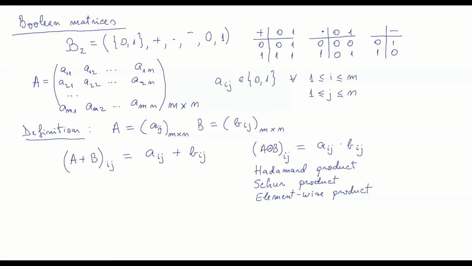And finally, I also define the bar operator. So the bar of matrix A, it's a matrix of type m times n, just like A. And the ij entry is going to be, as you might expect, the bar of a_ij, so the bar of the ij entry of matrix A. So all of these operations that we have used to define our matrix operators, they are operations on Boolean algebra B2. And I give an example right away.